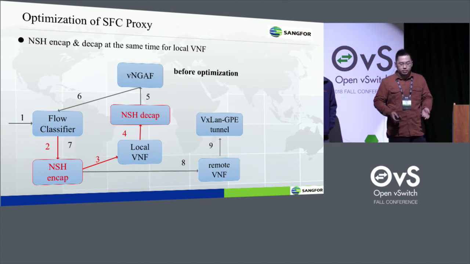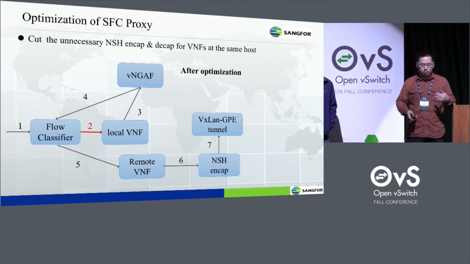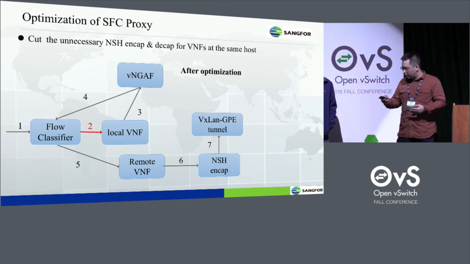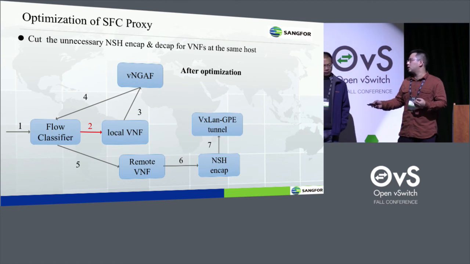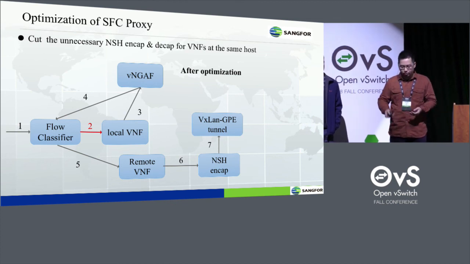So we found that this part is unnecessary. So how do we optimize? We cut this procedure. And then if two VMFs are at the same host, the packet will be sent directly to the second VMF. And if the next VMF is at the remote host, it will encap with the network function header and send the packet to the VXLAN GPE terminal.